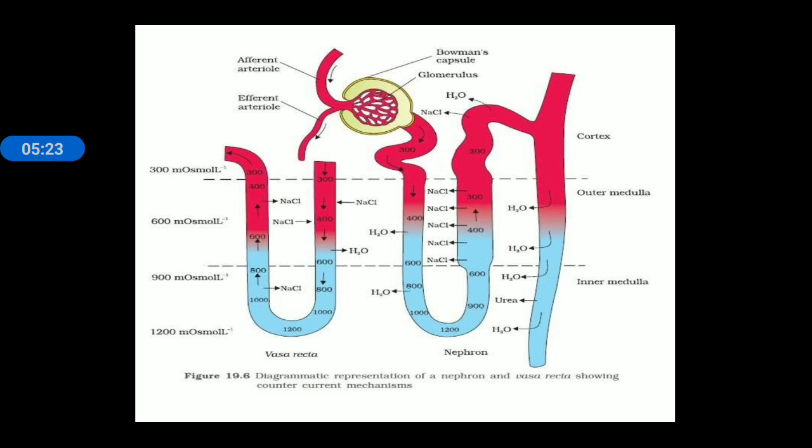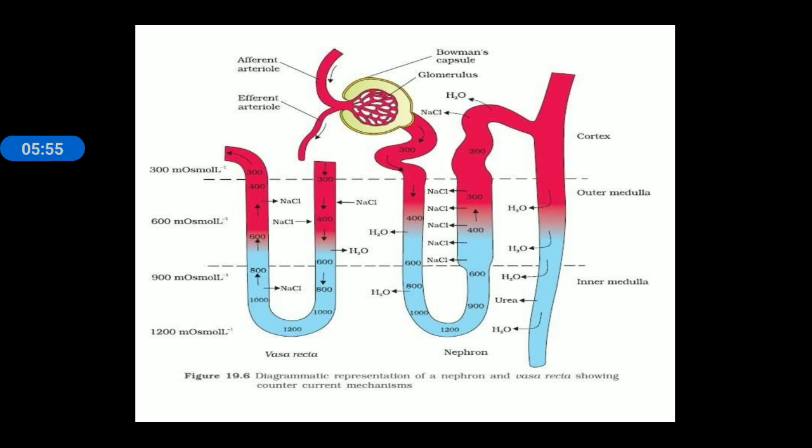This is the diagram from NCERT, and in this we will study the counter current mechanism. What is counter current mechanism? As we can see, the direction of filtrate and the direction of blood are just opposite in the limb of loop of Henle and vasa recta. You can see here the vasa recta, and here the limb of loop of Henle. The direction of flow is just opposite.